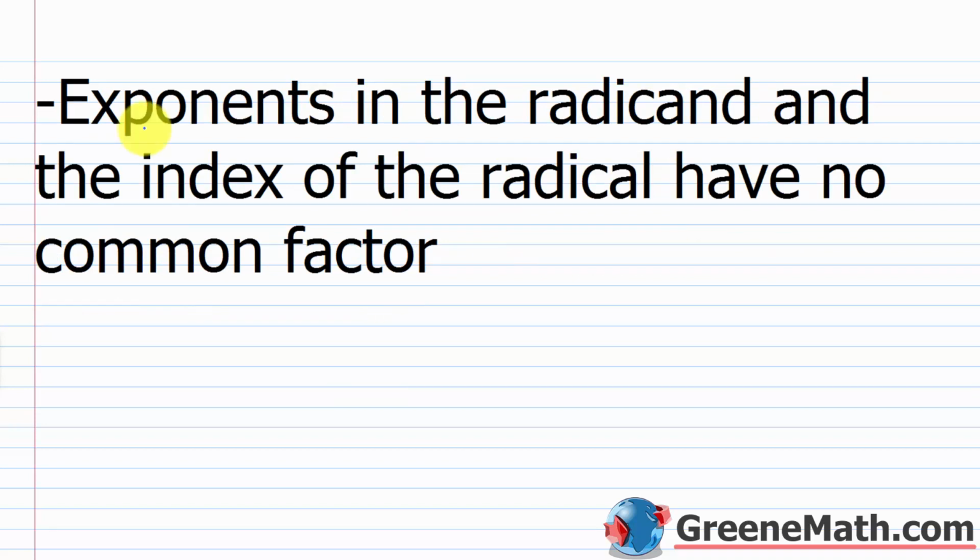Now, lastly, we see that exponents in the radicand and the index of the radical have no common factor. What this means is if you had something like 5 to the 6th power, and you had the 9th root of that. Well, between the 9 and the 6 there, you have a common factor of 3. So you can quickly say, if I divide 9 by 3, I get 3. And if I divide 6 by 3, I get 2. So this would be the cube root of 5 squared, or basically the cube root of 25.